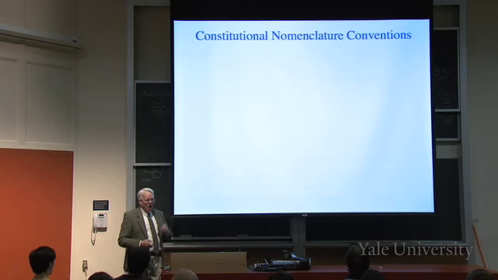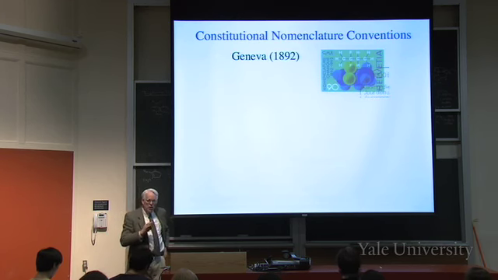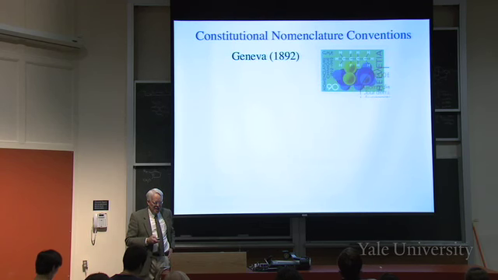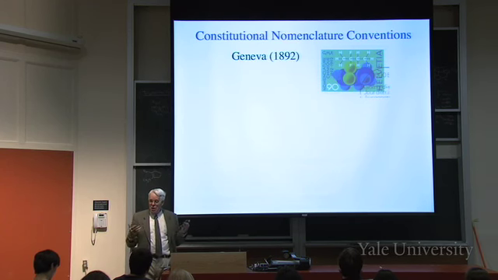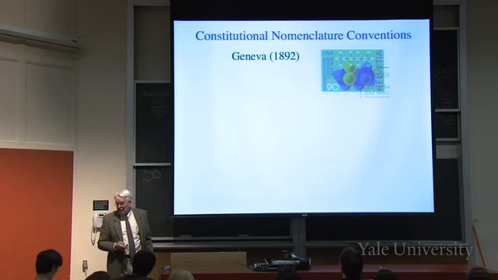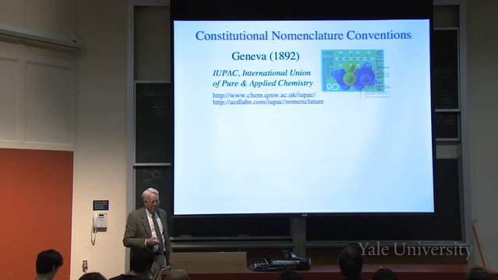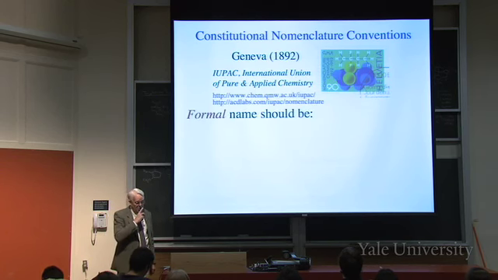Okay? Now, so there are conventions for how you name things, including stereochemistry. In fact, there was a stamp issued in Switzerland in 1992 commemorating the 100th year of the Geneva Convention, where chemists got together once they knew stuff about how things were connected. Then they had to agree on how to describe it, on what the nomenclature and the notation should be. So the International Union of Pure and Applied Chemistry continues this, and you can go to these websites and learn about what the rules are for notation.